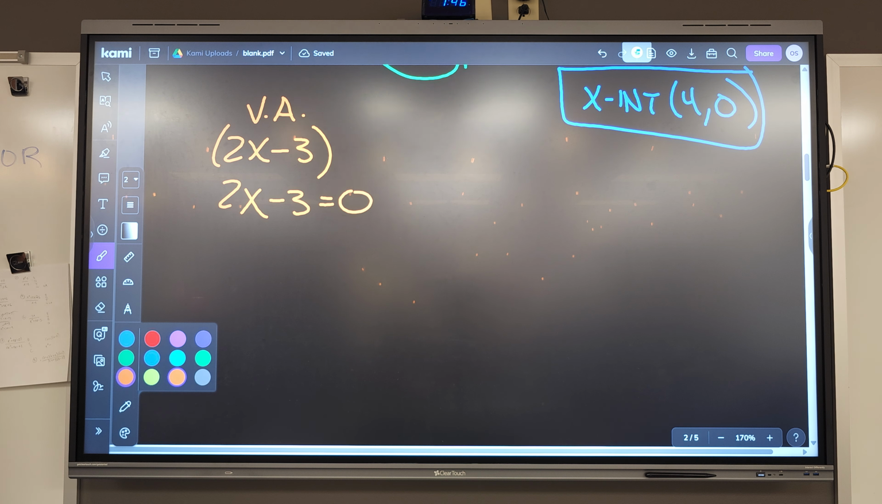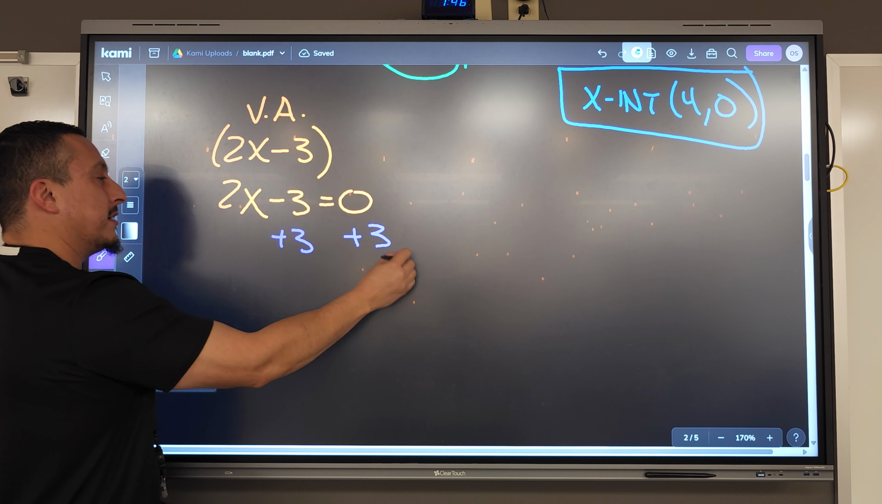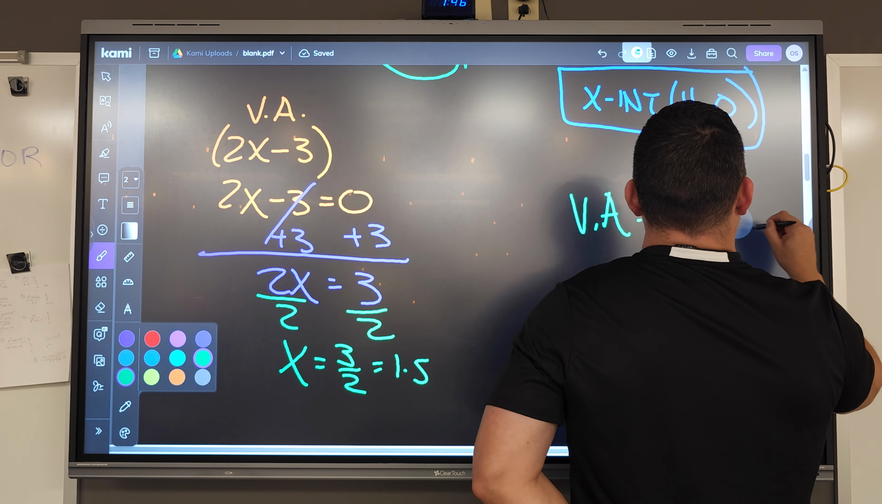And let's solve it. Usually you just do the opposite sign. But notice on this one, it's not just the opposite sign. It's not just +3 because you still have that 2x. So I have to divide by 2. So x equals 3/2, which is half of 3, 1.5. So my vertical asymptote is located at x equals 1.5.